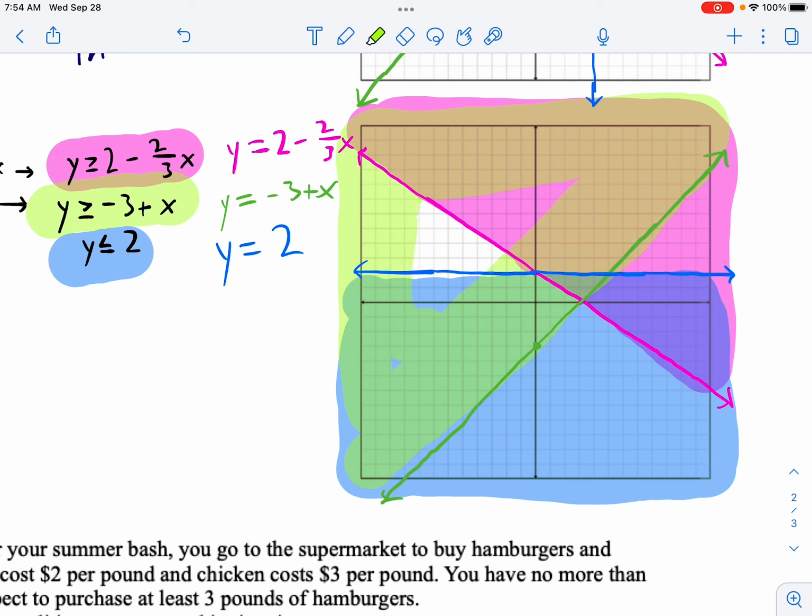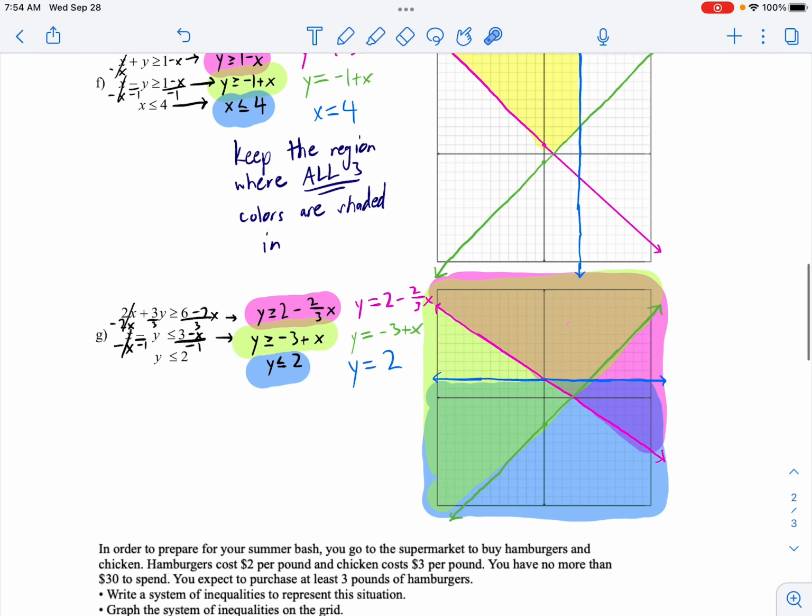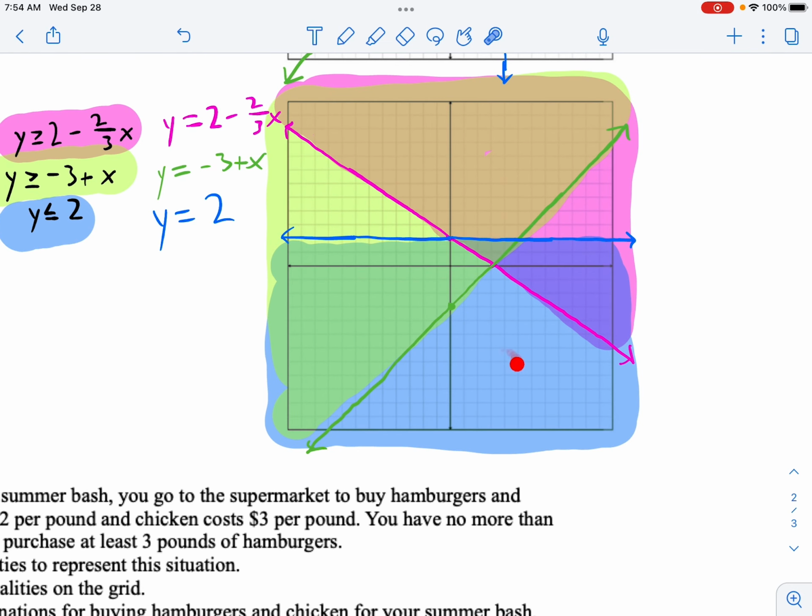There we go. And this starts to become kind of a cluster of colors, okay? Again, we want to keep the region where all 3 of my colors are shaded in. So this has just blue. We don't want that. This has blue and green. We don't want that. This has just green. We don't want that. This has pink and green, we don't want that. This has just pink, we don't want that. This has pink and blue, we don't want that.